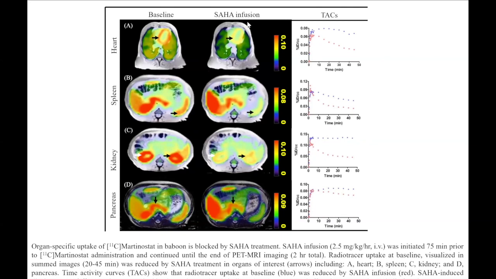Then we tried SAHA, the FDA-approved HDAC inhibitor. After SAHA infusion, we still see a similar trend. So the uptake of the tracer in the organs also decreased. That means Martinostat will be a good tracer with high uptake in the brain and major organs, and with high radiochemical yield and high specific binding.